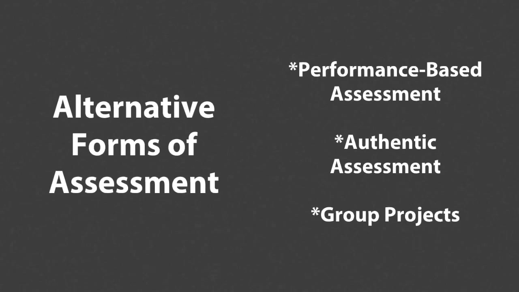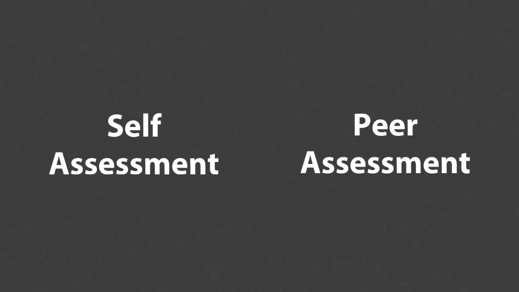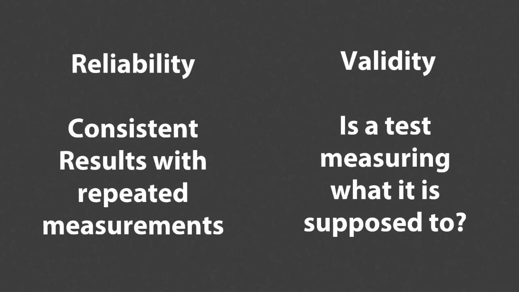Alternative forms of assessment can provide more accurate reflections of students' abilities, such as performance-based assessment, authentic assessment, and group projects. Self-assessment and peer assessment are two other forms of assessment. Self-assessment allows students input in evaluating their own work and determining their own grades. Teachers should supply rubrics, rating scales, and other tools for evaluation. Peer assessment allows students to grade and discuss each other's work. Such activities can boost students' feeling of ownership in the learning process and increase their motivation to achieve.